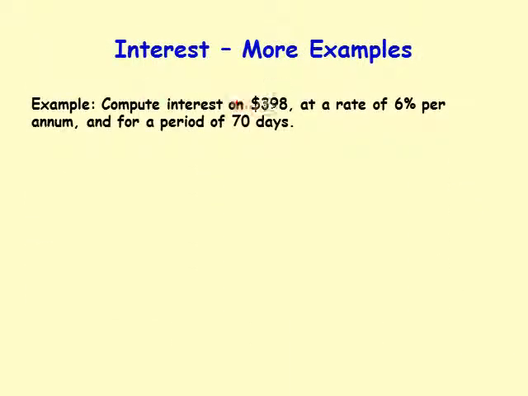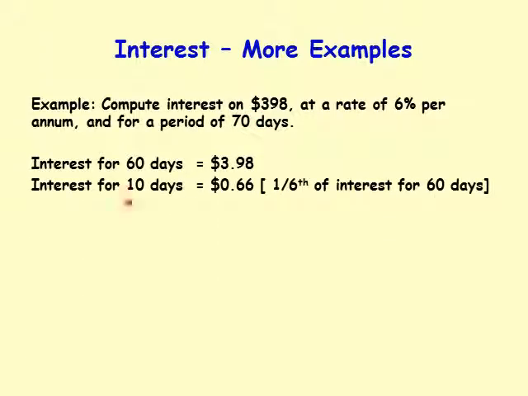Example. Compute interest of $398 at 6% per year. We still have the same rate, but we have 70 days now. We know that for 60 days, the interest would be $3.98. Move the decimal place 2 places to the left. So we just did that. Our $398 became 398 cents, which is $3.98. Now, 60 days interest we are computing. Now 10 days we need to compute.